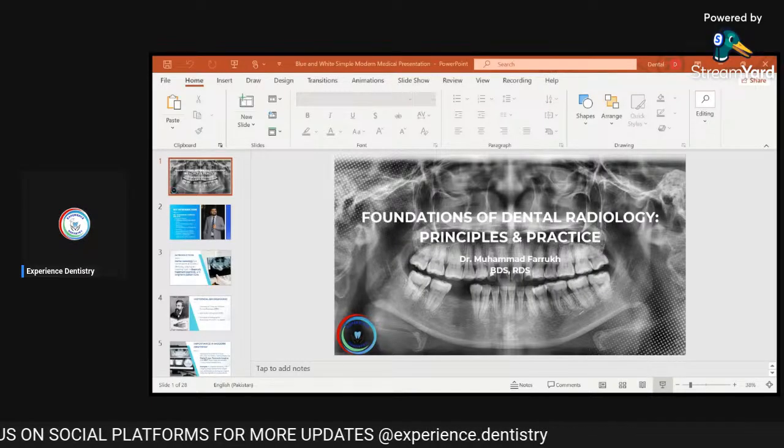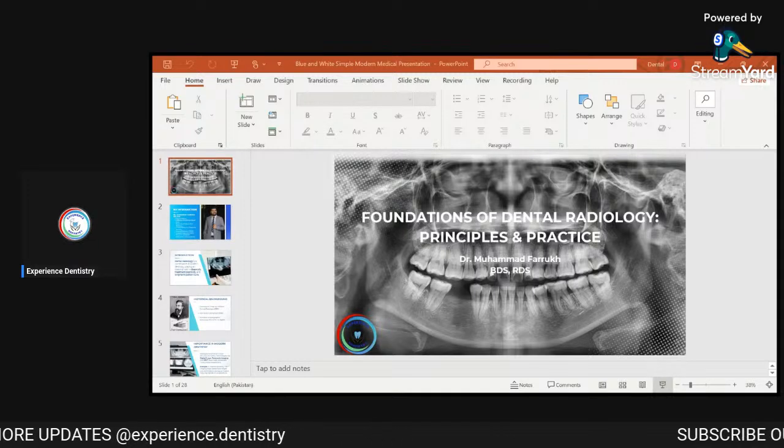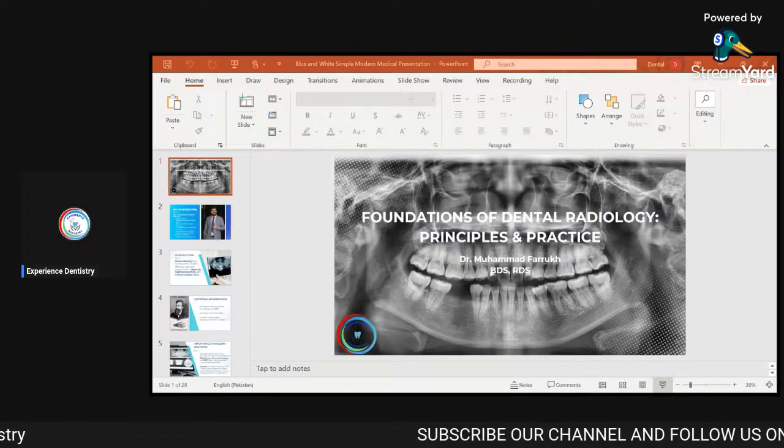Okay, so what are the indications for dental radiographs? Why are we using dental radiographs? Dental radiographs are basically used in these 5 places, more or less.